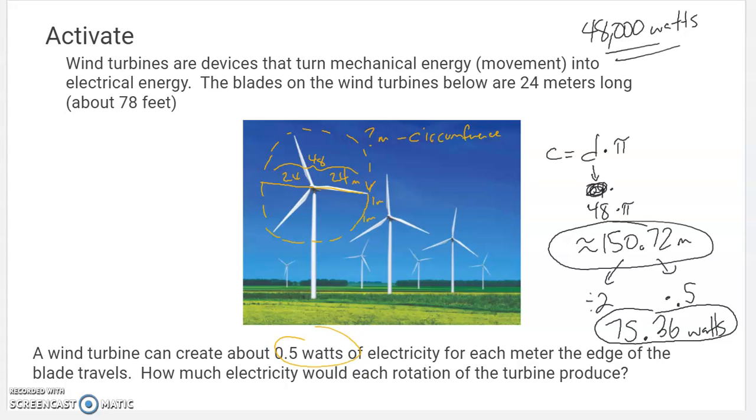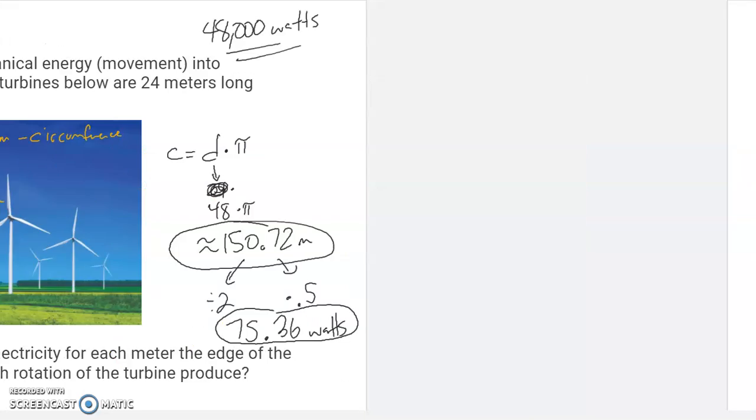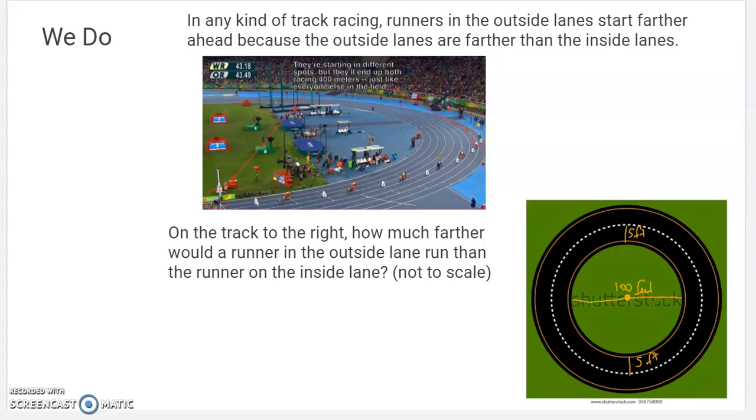So that is a circumference problem. You'll notice there was a lot to it. I had to consider a whole lot of things and not just plug numbers in real fast. Let's try one together. Open your math notebook and let's talk about tracks. You don't necessarily have to write this first part. You can just know this first part.